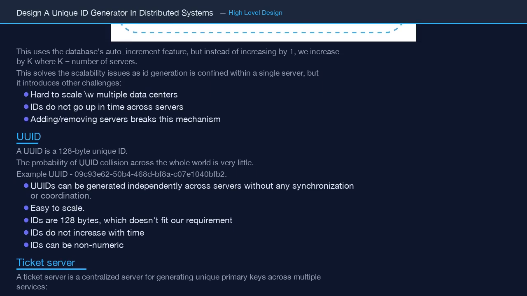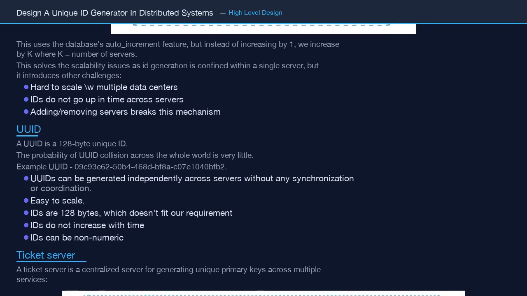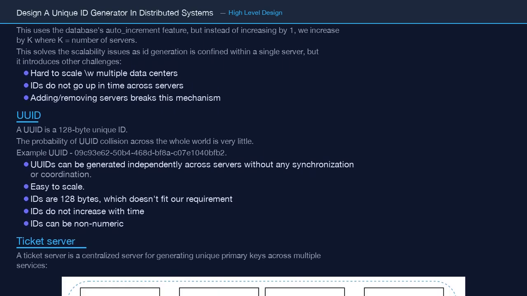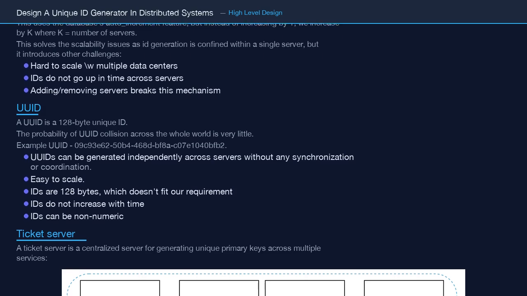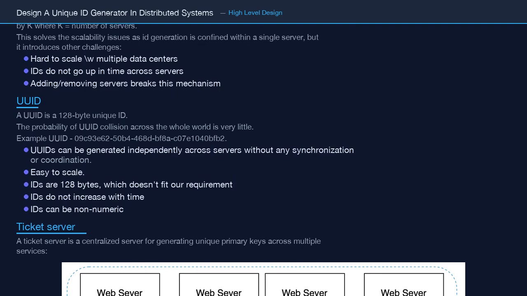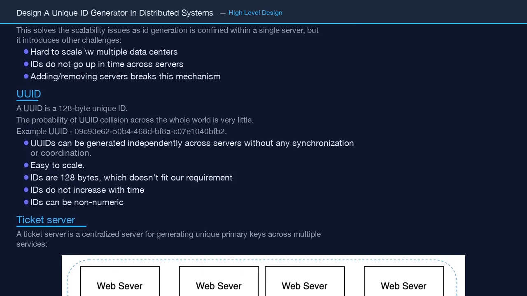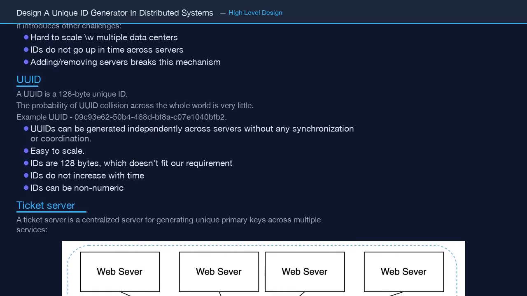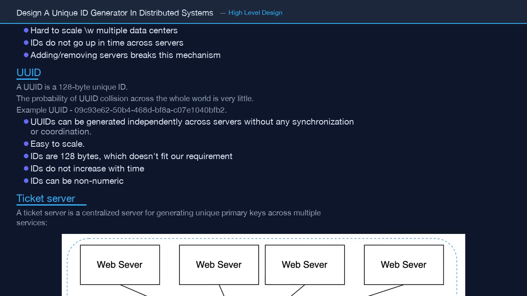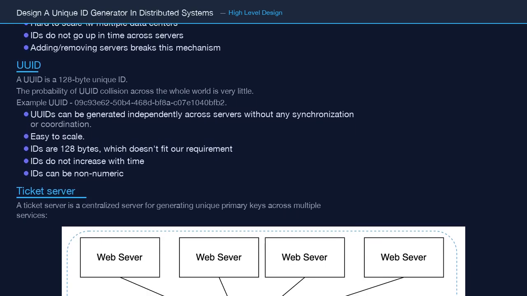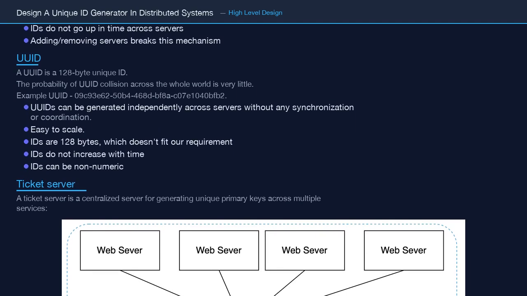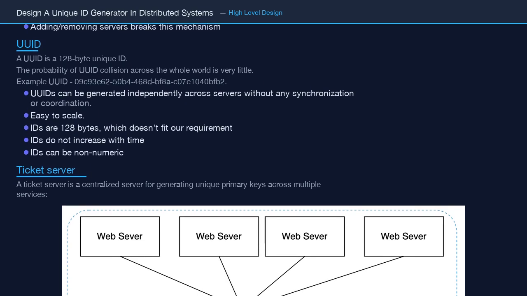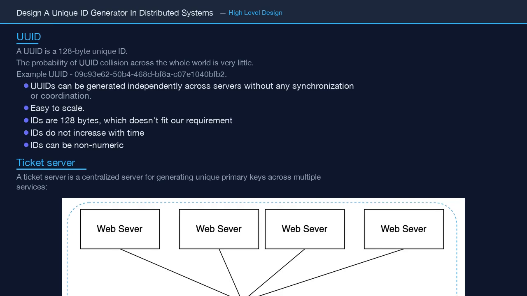Next up is UUID. A UUID is a 128-bit unique identifier. The probability of 2 UUIDs colliding anywhere in the world is astronomically small, so uniqueness essentially isn't a concern. An example looks something like 09C936250B446ADBF8AC071040BFB2. The big advantage of UUIDs is that each server can generate them completely independently, with no coordination or synchronization needed between machines. That makes them very easy to scale.